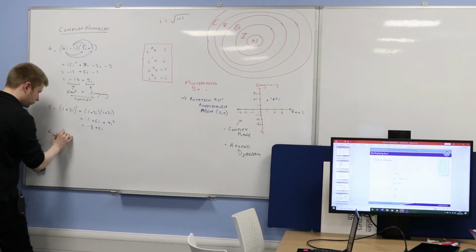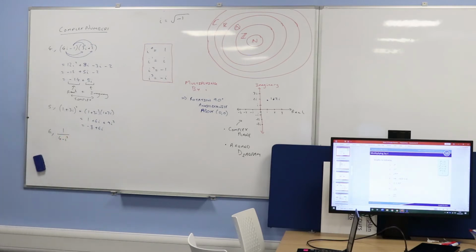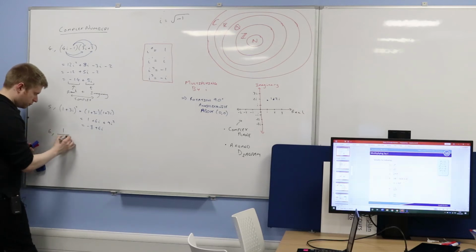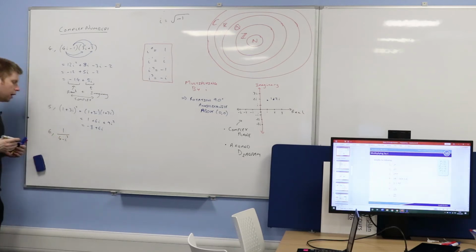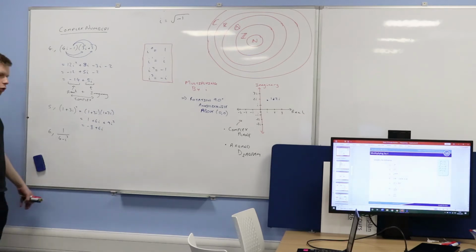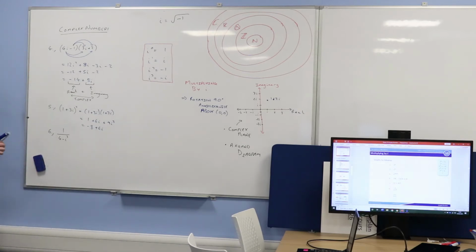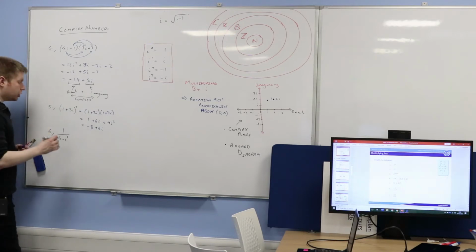1 over 4 minus i squared. No, cubed. Okay. So this one here, we can do a little something with this. We want to leave it as simplified as possible. I don't really want a fraction if I can help it. So what I can do is rationalization.